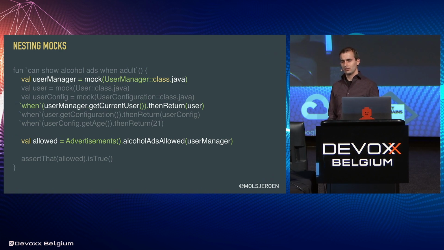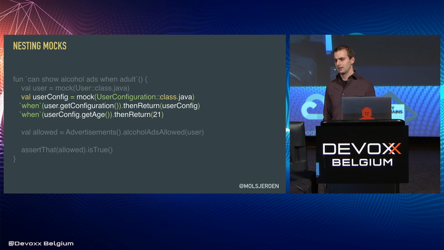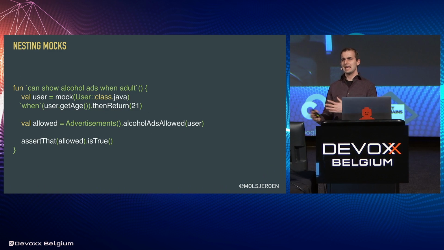Now, if you think about this, there's really no reason why the advertisement should get a user manager injected. So let's just kill that. Now it gets the user injected. But also for the user object, why are we putting values on the configuration part of it? Let's just flatten it and have the user return an age directly. This doesn't just make the tests a lot easier to read, but it's also a lot more friendly with refactoring. Because in the previous case, if you made a change to user configuration or user manager, then you could potentially break all of the tests that do this kind of setup. Whereas in this case, only the user class can break the test. So don't nest mocks.